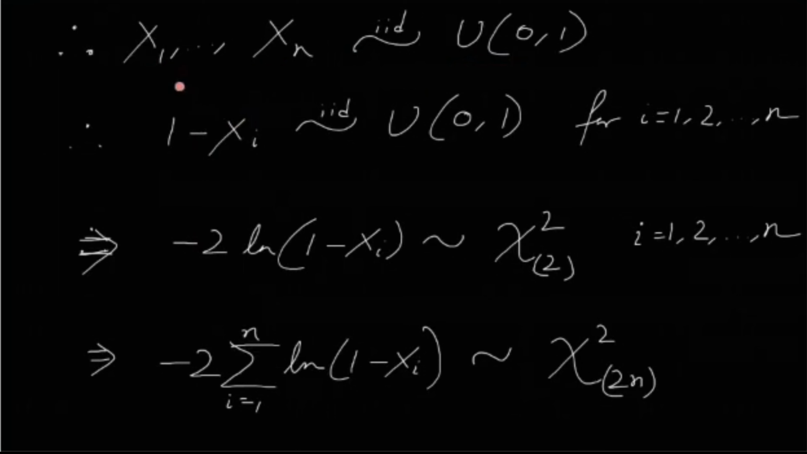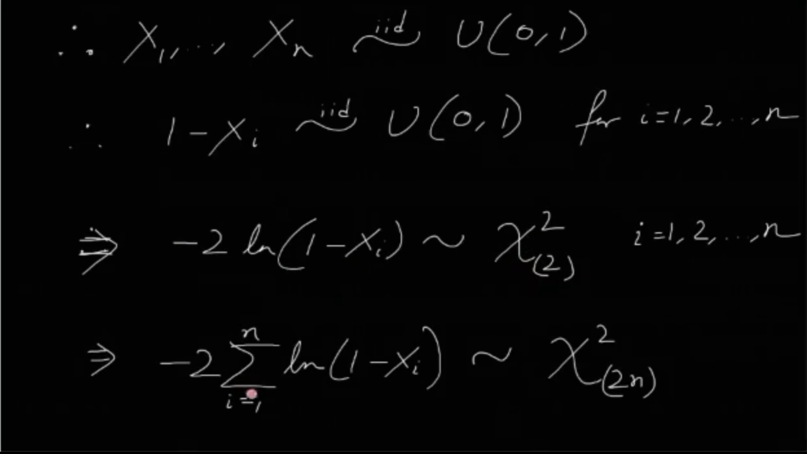Now we know that if X follows uniform (0, 1), then 1 minus X also follows uniform (0, 1), right? So therefore 1 minus xi also follows IID uniform (0, 1), for i from 1 through n. Therefore, minus 2 log of 1 minus xi follows chi square 2. We know this transformation, the sampling distribution: minus 2 natural log of 1 minus xi follows chi square 2.